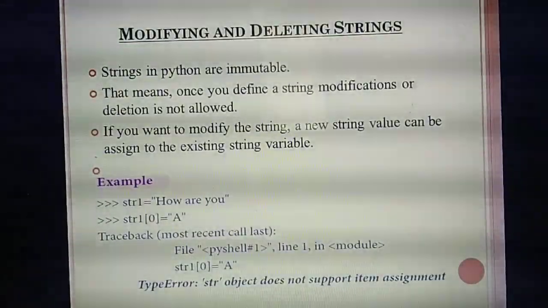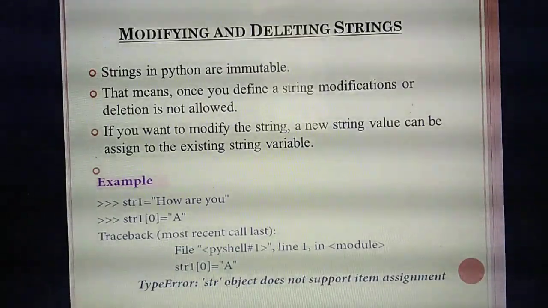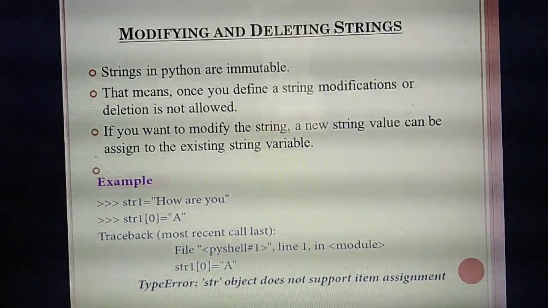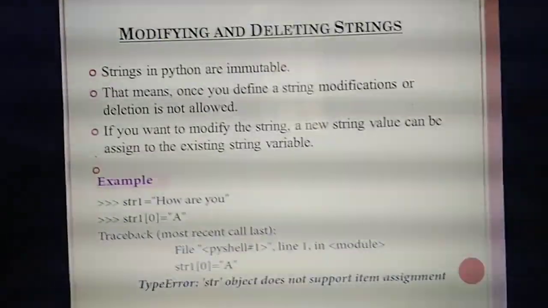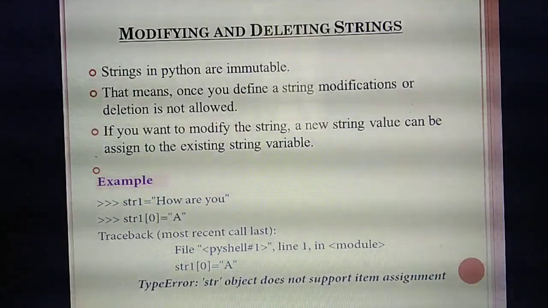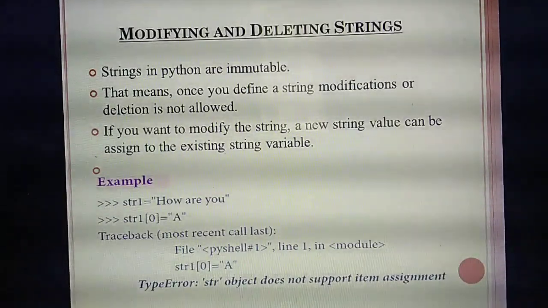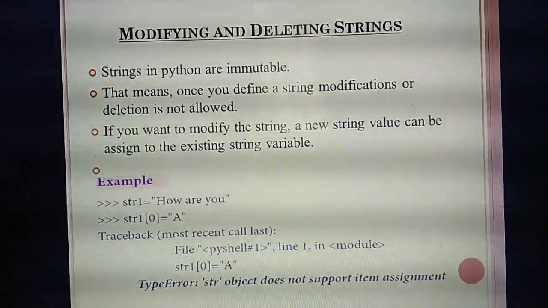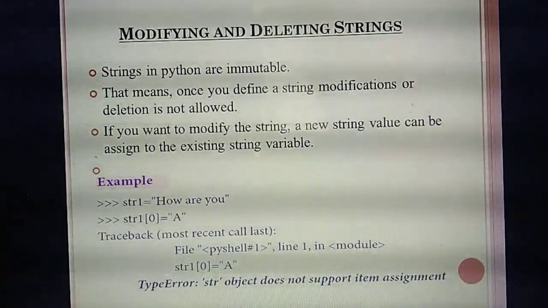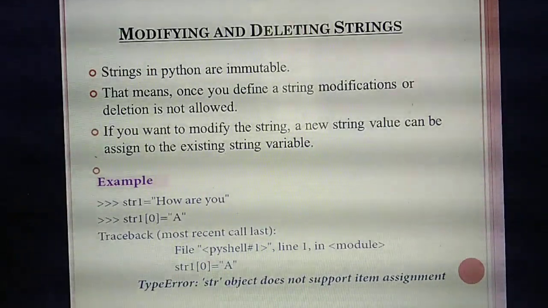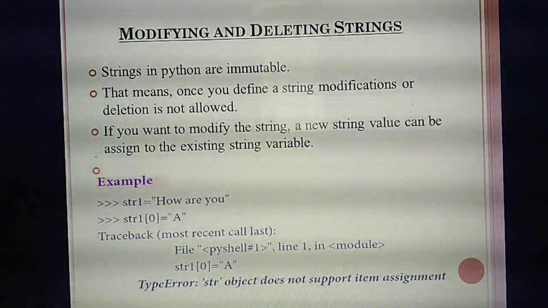Okay. Then the next thing is modifying and deleting strings. So what do you mean by modify? Modify means you are going to make some changes in the string. Already you have studied in Python that strings are immutable. What do you mean by immutable? You can't make any changes during execution time. That you have already studied: the strings in Python are immutable. This is an important 1 mark question. Okay. Strings in Python are immutable.